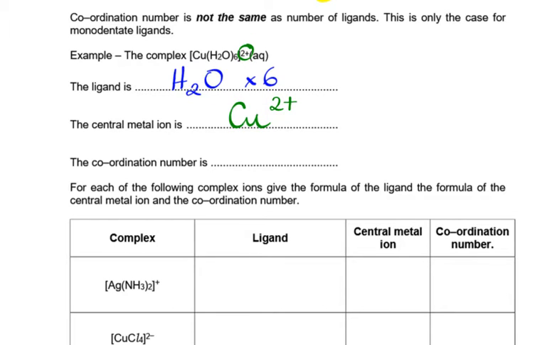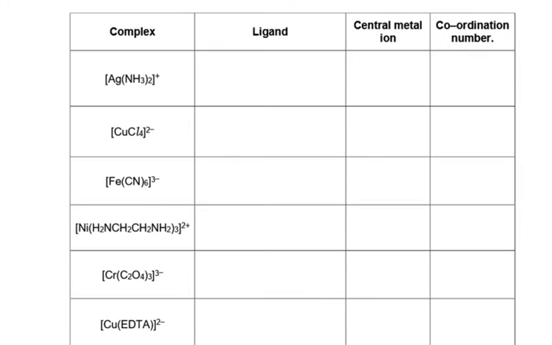In terms of the coordination number, so this is the number of bonds arriving at the copper 2+, well, we've got 6 waters, so there are 6 coordinate bonds, which means the coordination number is simply 6. Let's walk through this table to look at some other examples.